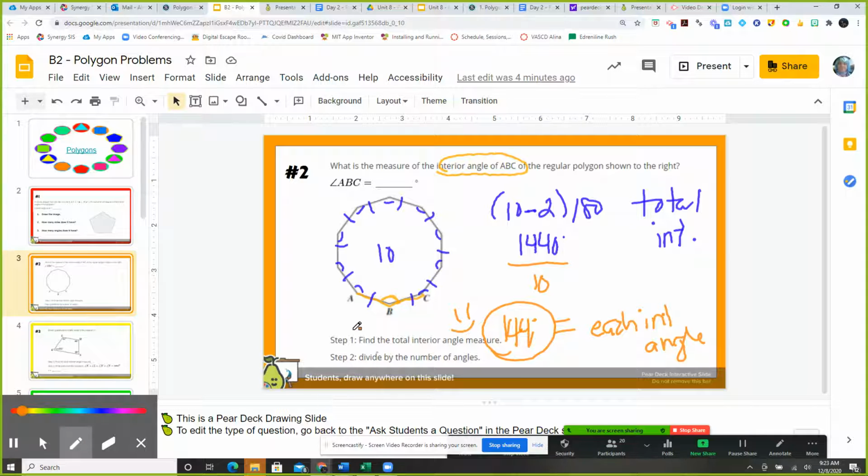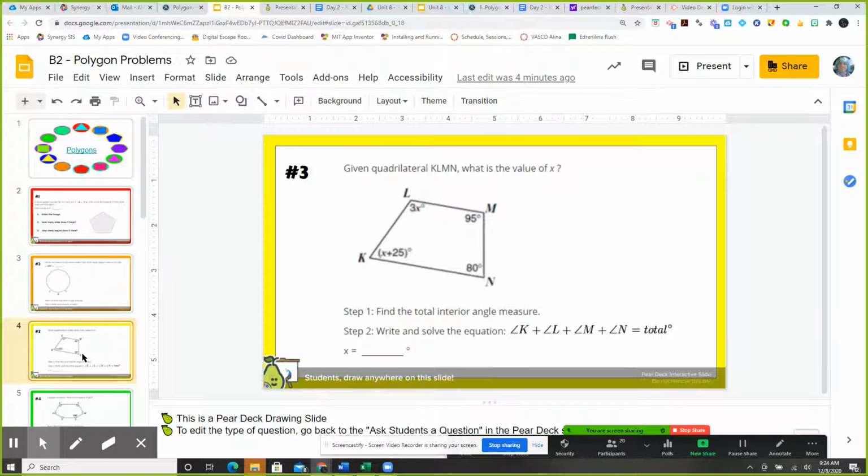Yay. And there's some directions down here in case you forget. Everybody got that? Let's look at the yellow slide. Slide 4, number 3. What kind of shape is this? It is a trapezoid. And how many degrees should all the angles in a trapezoid add up to be? 360. So all you have to do is set up that equation. 3x plus x plus 25 plus 95 plus 80 equals 360. How do we solve that equation?